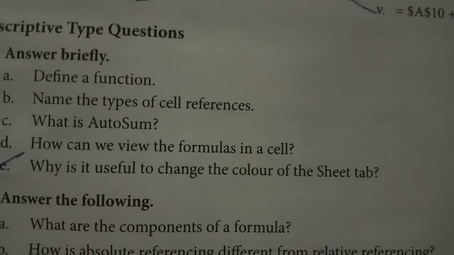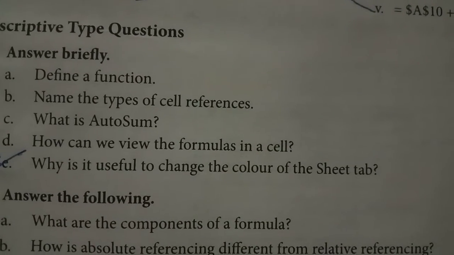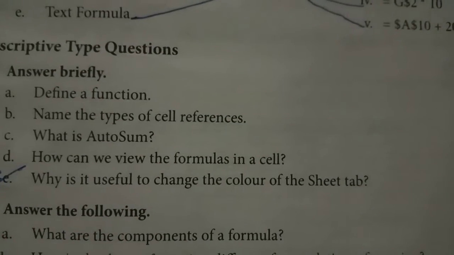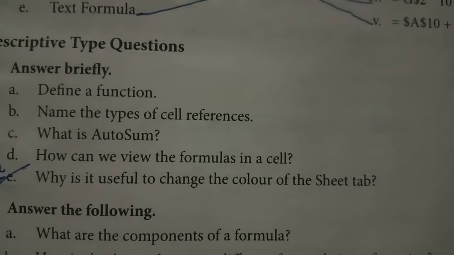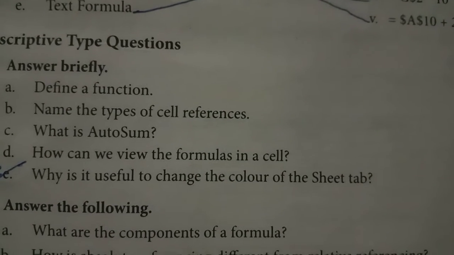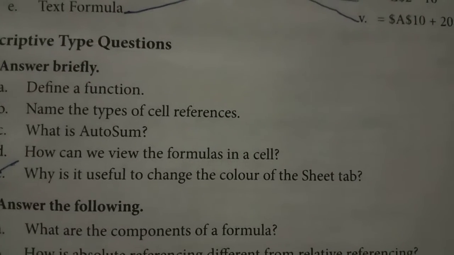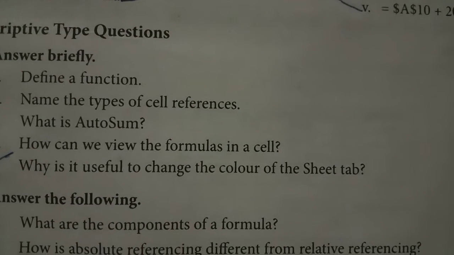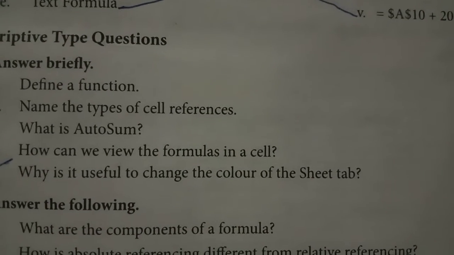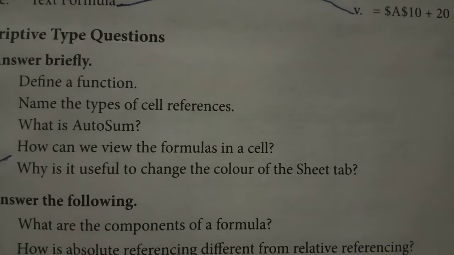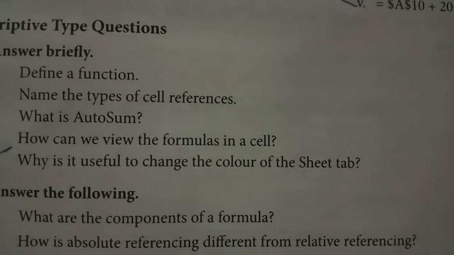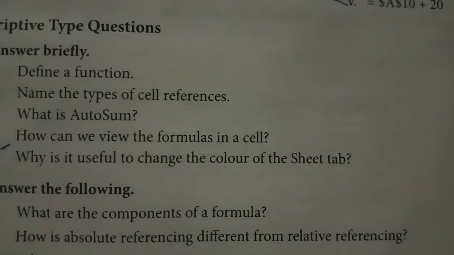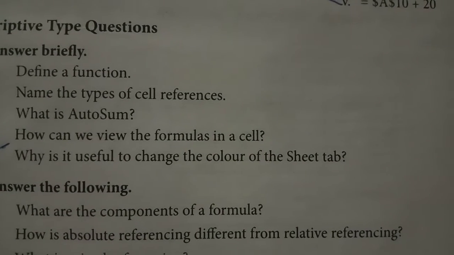The next one: name the types of cell references. All of you have learned cell references in the chapter. If you have listened to my videos, you know there are two types of cell references: relative and absolute cell reference. They behave differently when copied and filled to other cells.